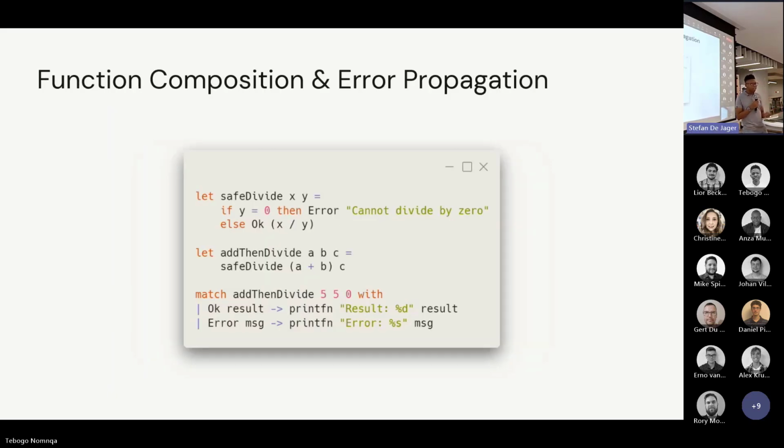One of the biggest advantages of using result types is that they compose beautifully. In functional programming, you can chain operations together and the errors will propagate naturally throughout the whole chain. Here's an example of how this might work, where we have our safe divide being used inside the add then divide. So if there are any errors, they will be propagated. And then at the end, you can choose to handle your errors, where if everything went right, you can just print out the result. Or if there are any errors, you can take further actions with that.